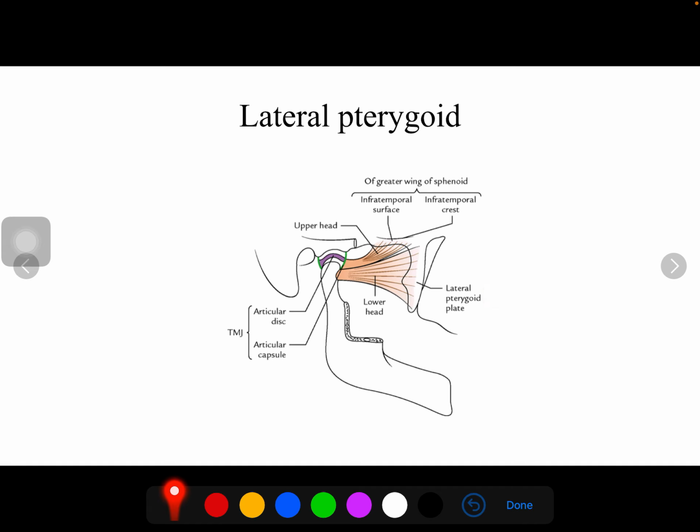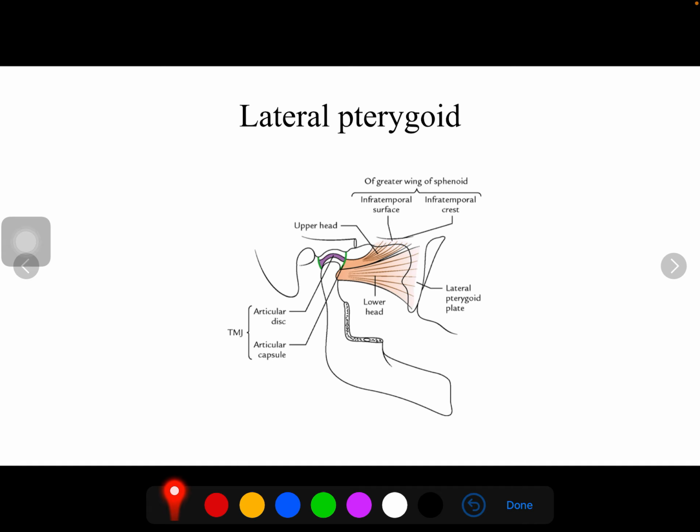That's all about the origin. Next one, insertion. It is inserted into the pterygoid fovea on the anterior aspect of the neck of the mandible and in the articular disc and the fibrous capsule of the temporomandibular joint.